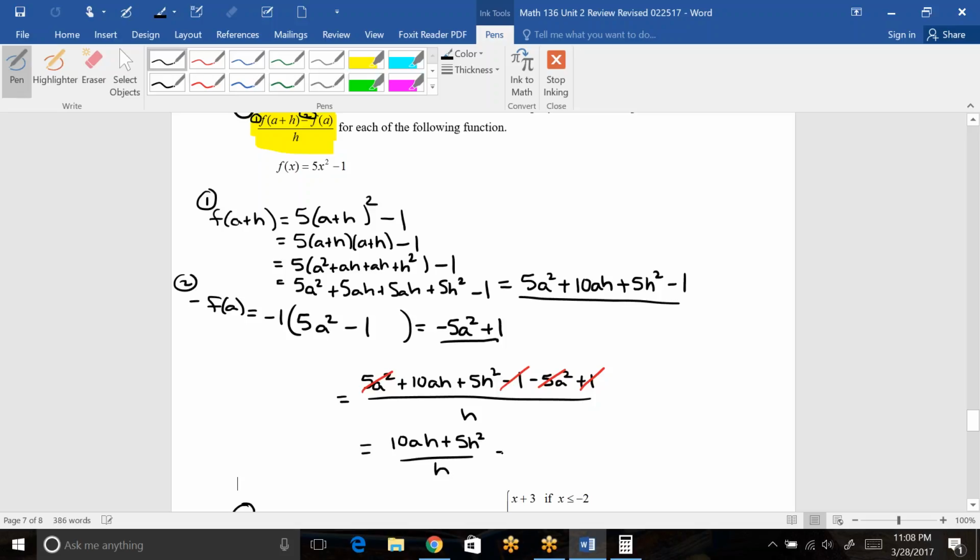Notice that if we break this up, the h's can reduce out. This would just be 10a, and only one of the h's can reduce here, so that'd be 5h. And those are not like terms, so that's as far as we can go. So this is 10a plus 5h. Are we okay with that one?